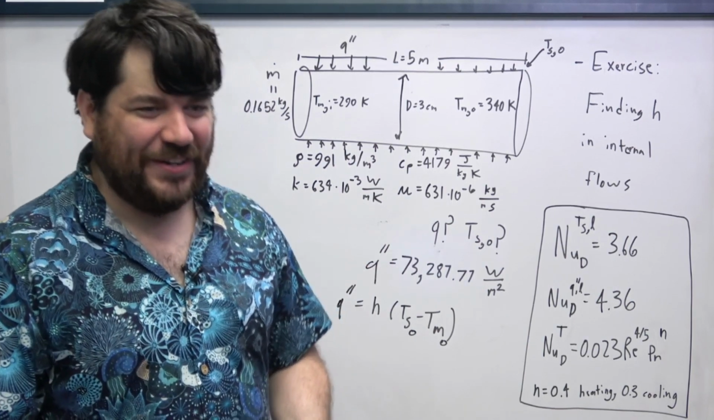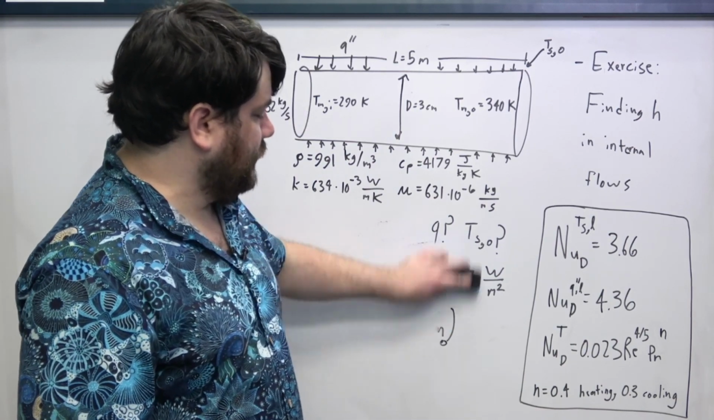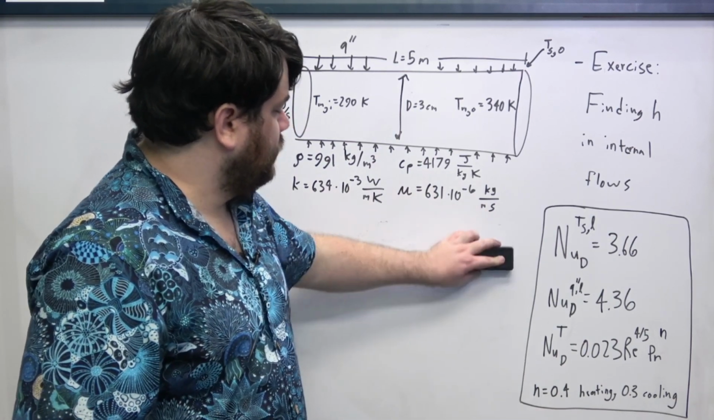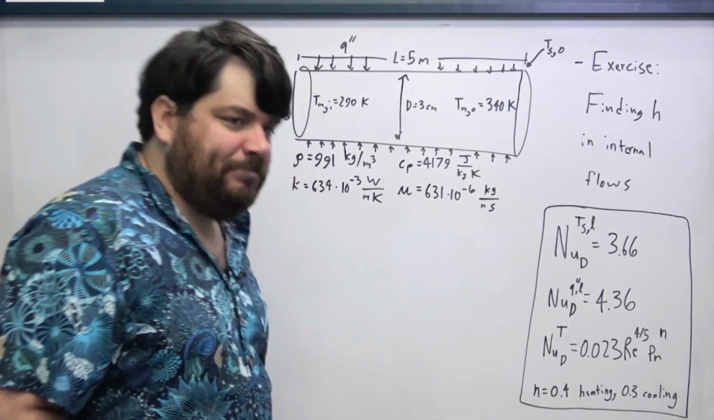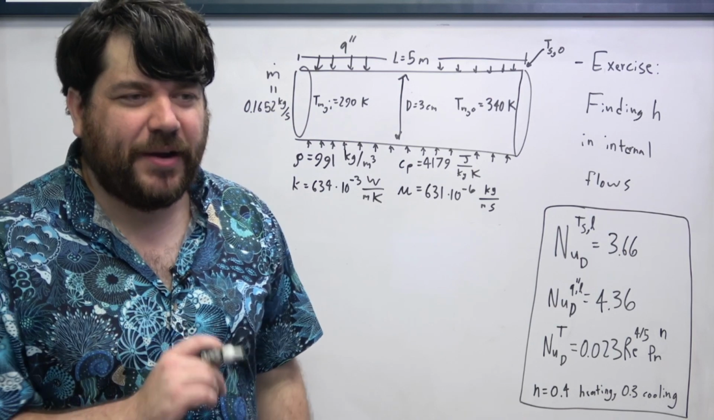So now we can't avoid the workflow, okay? So what is the workflow? Same deal that we did before. The first thing that we have to calculate is the Prandtl number.